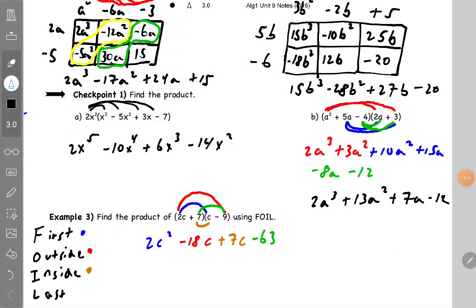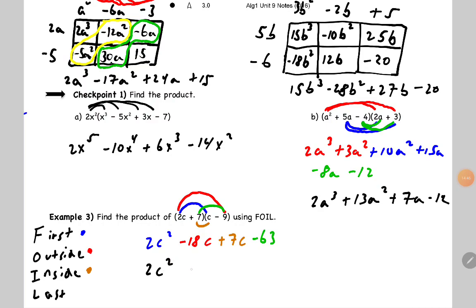So when someone wants you to FOIL something, wants you to do this method, I like to call it rainbows, because you make the arcs connecting which ones you want to multiply together. And since I'm using colors, it's kind of fitting. So now we combine any like terms together and put it in order. 2c squared. Okay, we have a negative 18c and a positive 7c. Add them together, which is a negative 11c. Minus 63. And that's our answer.